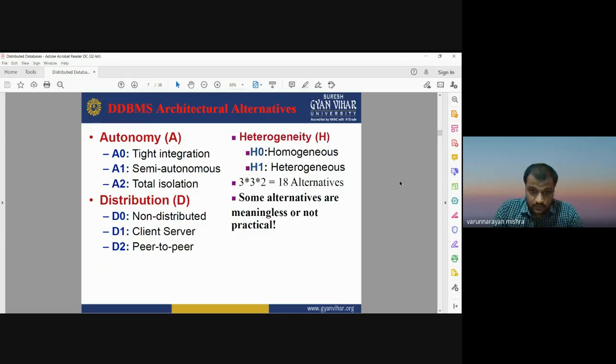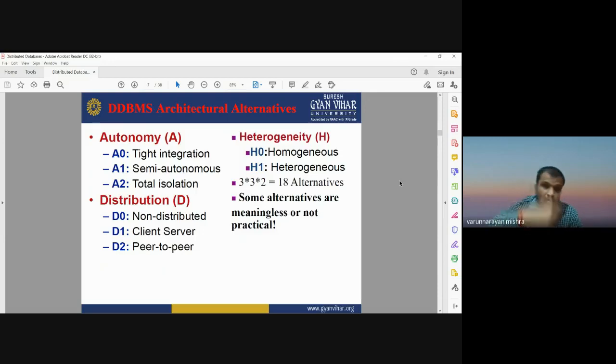Under autonomy there are three possibilities, under distribution there are three types, and under heterogeneity there are two types. So a total of 18 types of architecture can be designed, 18 types of distributed database management system, based on different types of autonomy, distribution, and heterogeneity. 3 into 3 into 2, total 18. Some alternatives are meaningless or not practical.